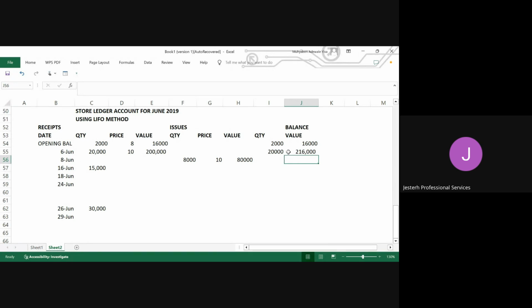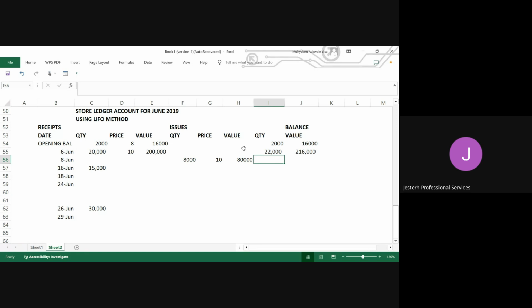It means the total we have in the store now is 216,000, and this one will be 22,000 because we need to add them together. That is the total value. Now we have in the store 22,000: the new one that we just purchased, 20,000, plus the old one. But this method says, despite the fact that we have 2,000 at the store, we need to consider the one that we just purchased first, the one that we purchased last.